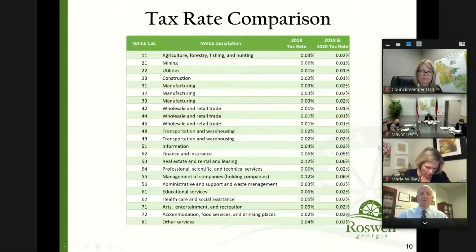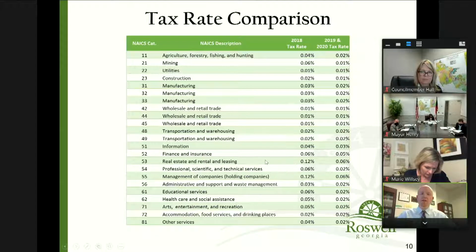But we do have a lot of businesses that fall into the professional, scientific, and technical service classification. They decreased quite a bit, as did some of the businesses that were in that higher tax rate. The real estate went from 12.12% to half of that, to 0.06%.